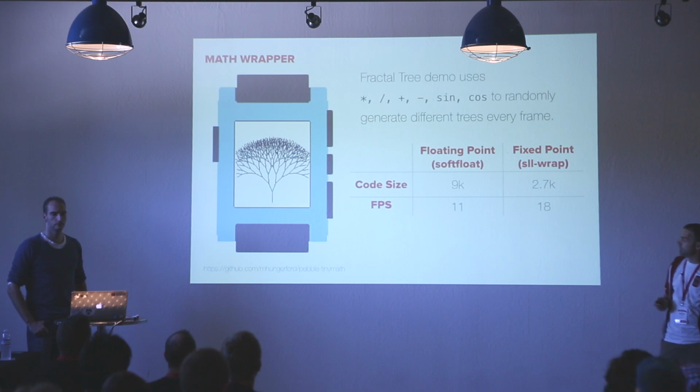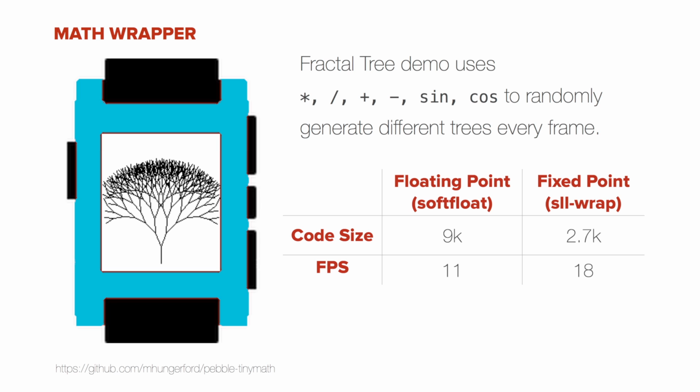I put this math wrapper on GitHub. This is just a quick example of it. It's generating fractal trees. This demo pulls in more use than just add, subtract, multiply, divide. It's also using sines and cosines, and it's randomly generating the tree. In this case, because we're pulling in the sine and cosine, those are also things that typically we have to emulate. So for code size, we're going in floating point from 9K down to 2K.